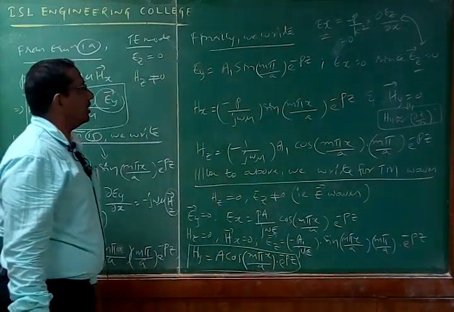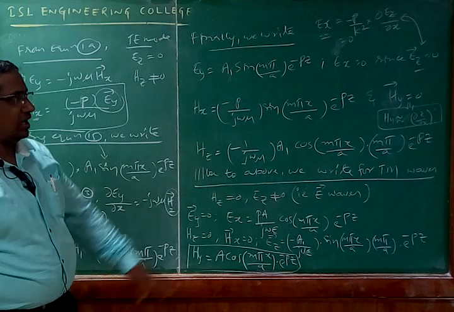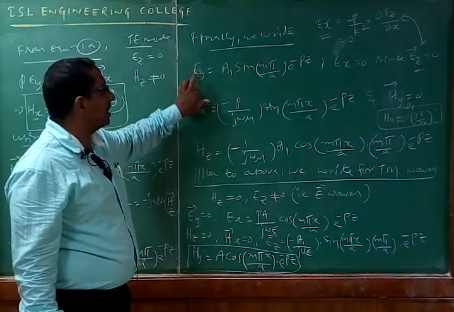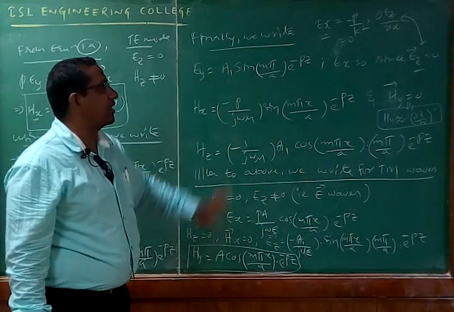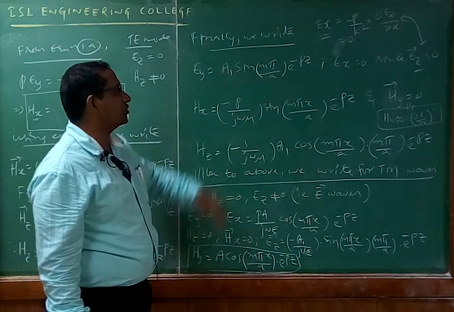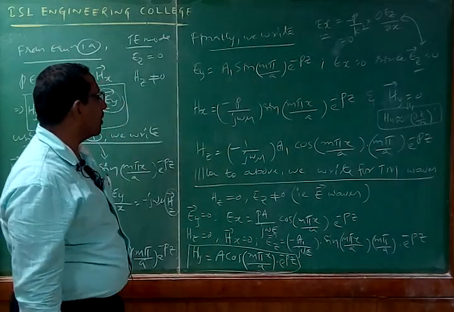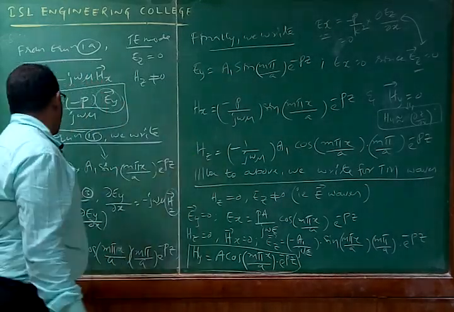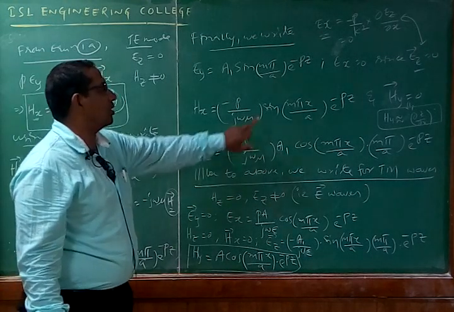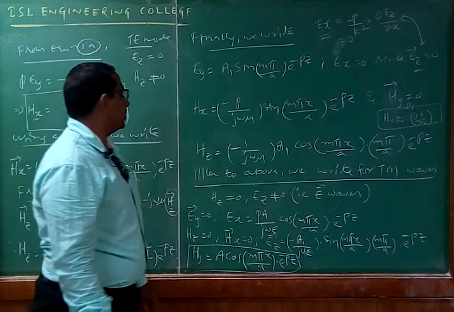Therefore, we can write Ex is equal to 0 since Ez is equal to 0. Ex component is gone. For the Ey component, we have already derived the expression, and we can write it as it is: a1 sin m pi x by a e power minus jβz. That means you are going to have a sinusoidal variation here. Then next Hx. I already have Hx here, and I will represent it as it is. Then next, what about Hy?